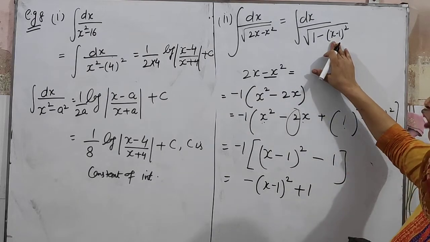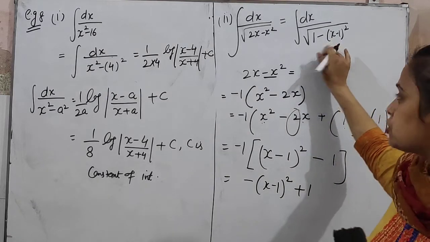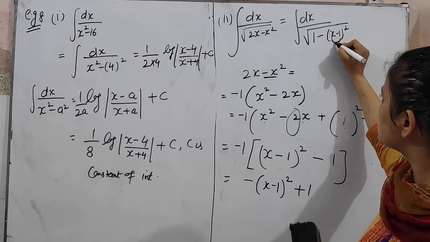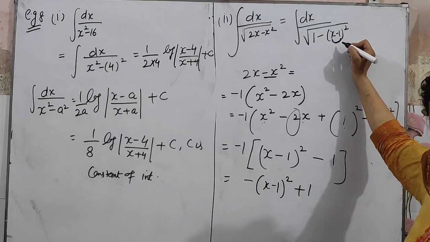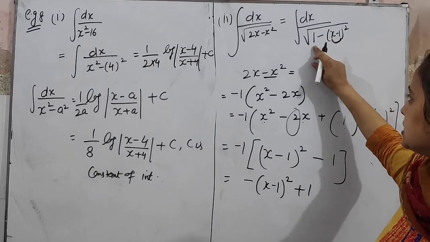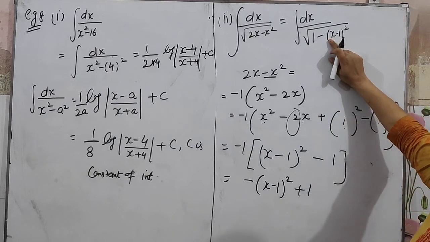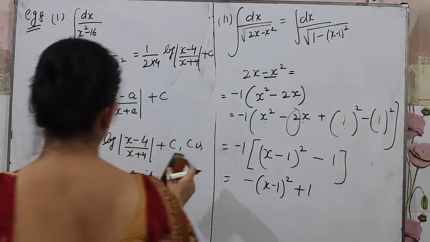Now see students, this is of the type a square minus x square. What is the derivative of x minus 1? 1. So you will consider x minus 1 as only x. So it is a square minus x square. See how to do it further.